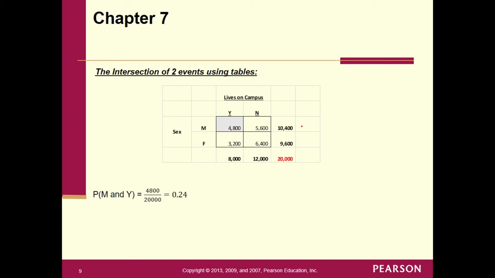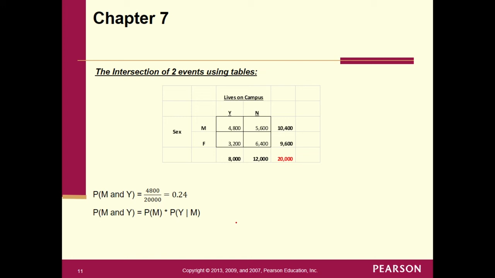So if we go back to this one right here, the probability of male and yes, well, we got 4,800 out of a total of 20,000, and there we go, 0.24. Probability of F and N, female and living off campus, well, we got 6,400 divided by the 20,000, we got 0.32, 32%. So using the table is pretty simple.